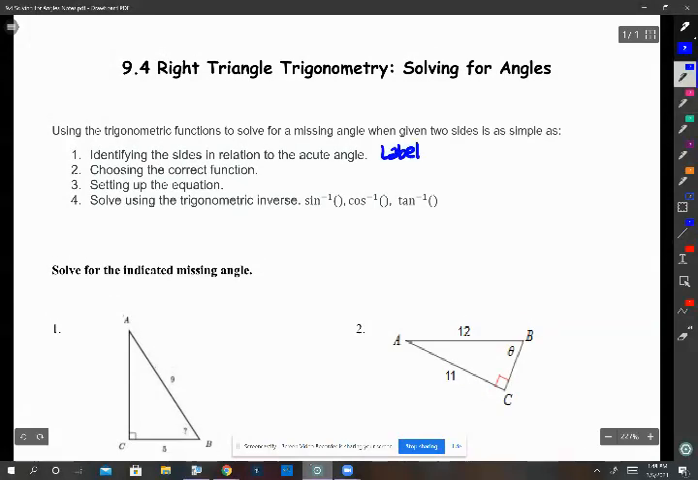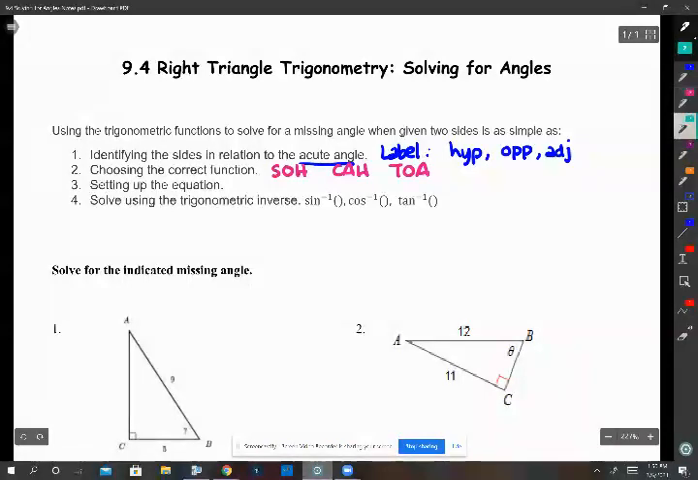We want to label our hypotenuse, our opposite, and our adjacent sides based off the angle that's marked, the one that has the variable in the corner. Okay, and then we're going to choose the correct function. Again, our choices are SOHCAHTOA.